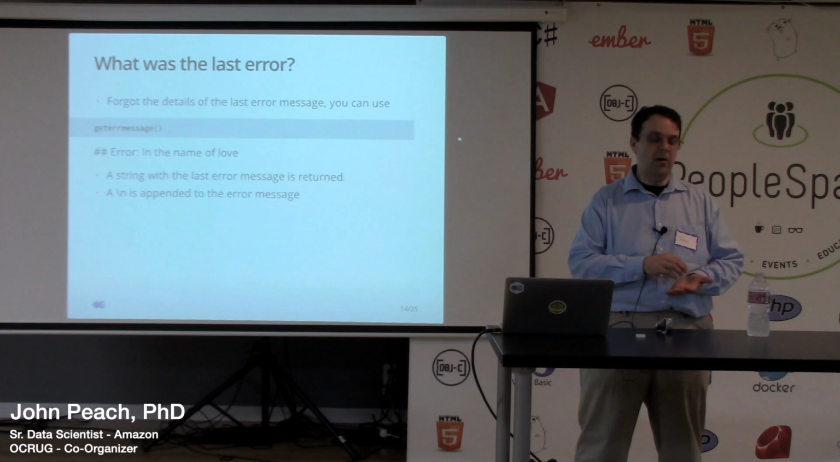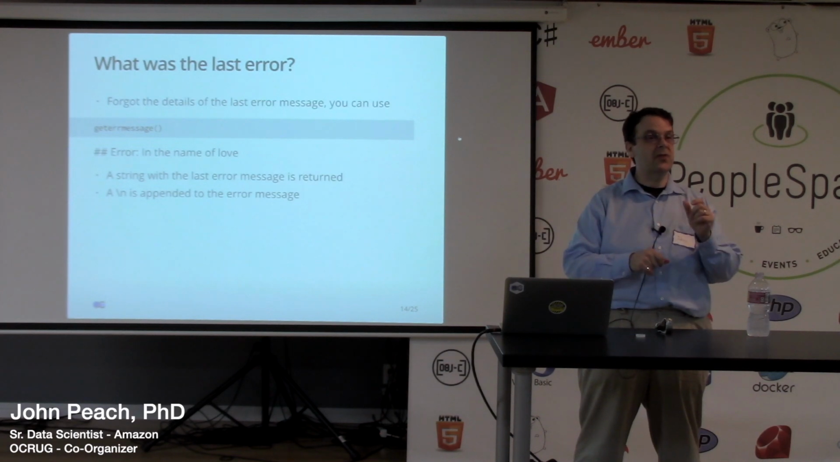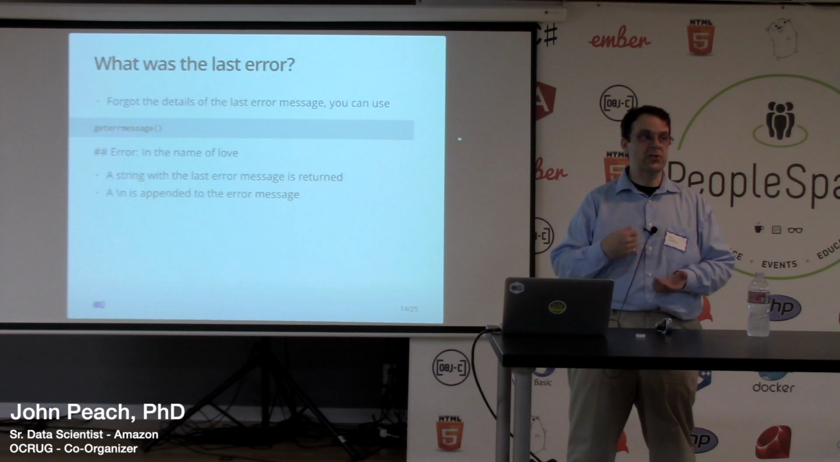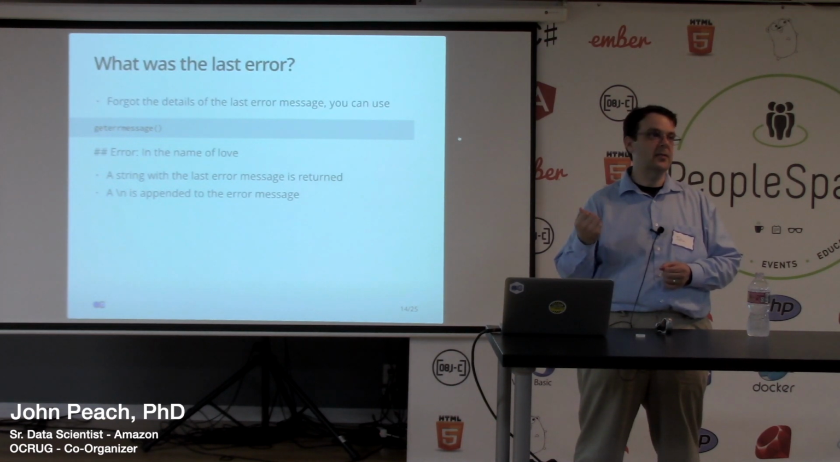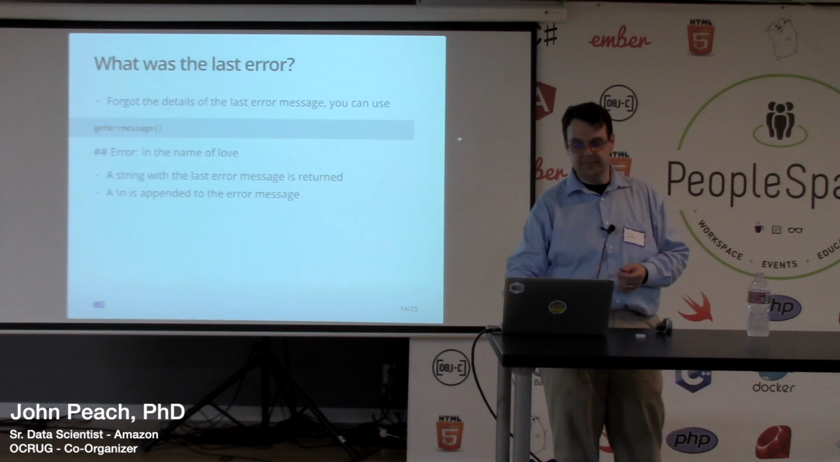There's a method called get error message, which is good. So how many times have you gotten an error message, you start doing stuff on the command line, and then you're like, ah, crap, what was the error message again? You can just call get error message, and it will return back to you the last error message. It does one slightly annoying thing, and it appends a new line to the end, which isn't normally there, but for some reason it gets added in.